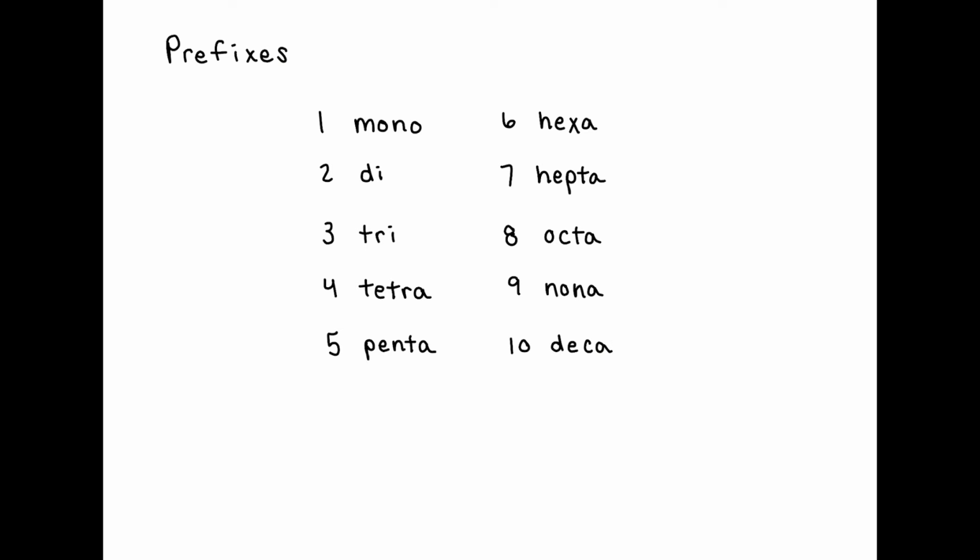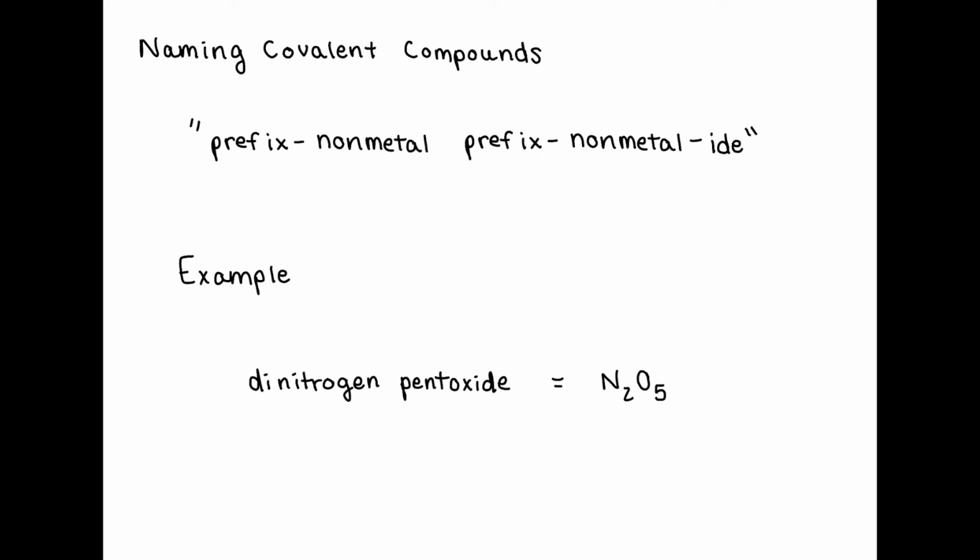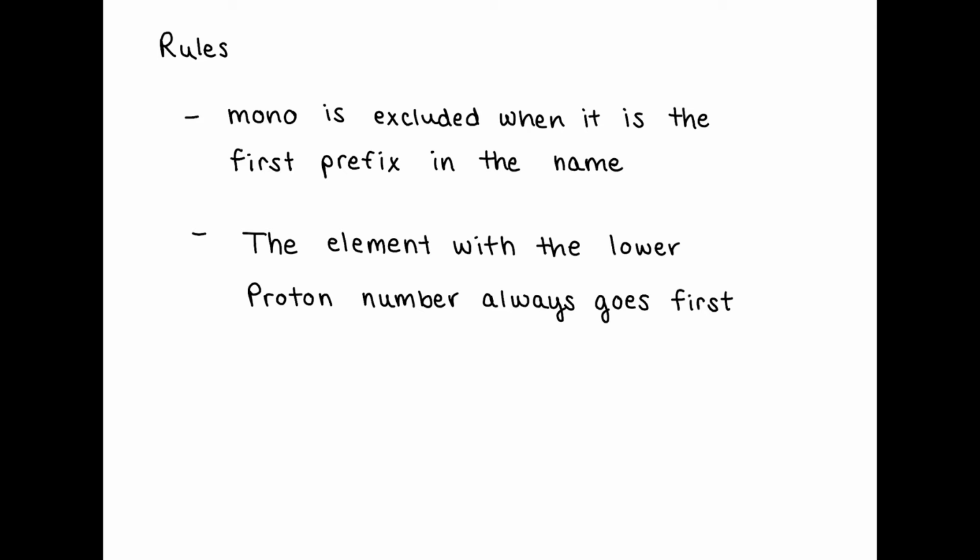It's important to note that if there's only one of the first nonmetal in the compound, the prefix mono is dropped. Here's the general formula for how you name covalent compounds. Pause the video and try and figure out how I named the compound below. As I said, there are a couple of rules, like mono being excluded when it's the first prefix in the name, and the element with the lower proton number always comes first in the covalent name.